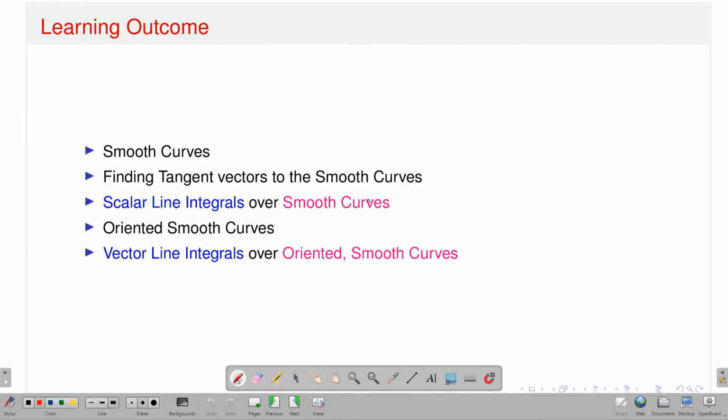Okay, so that is the learning outcome for the coming two or three lectures. I will introduce the notion of smooth curves, and then of course finding the tangent vectors to smooth curves. Then I will introduce the notion of scalar line integrals for smooth curves, then talk about orientations of smooth curves, and finally the notion of vector line integrals over oriented and smooth curves. That is the brief outcome of the coming two or three lectures.